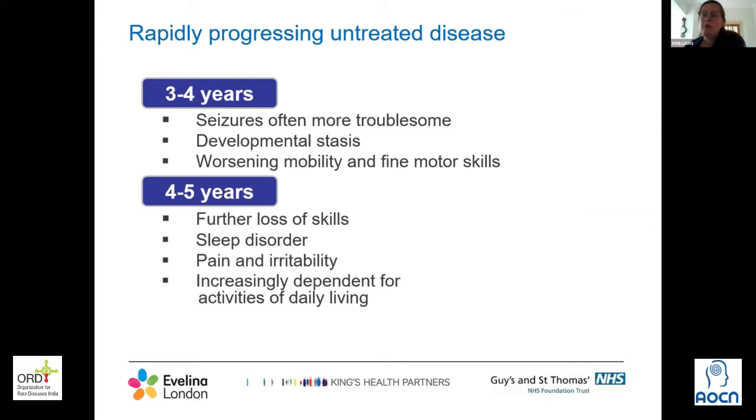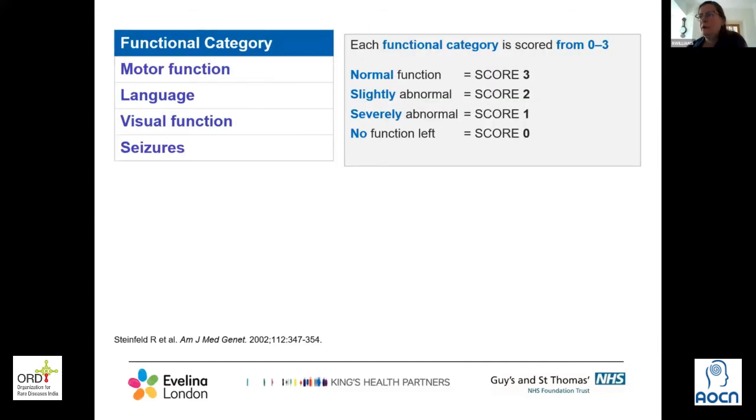Seizures become more troublesome, mobility becomes worse, and by 5 or 6 years of age, these children have lost all independent mobility. They are increasingly dependent on adults for all activities of daily living, and they're often very irritable at times.